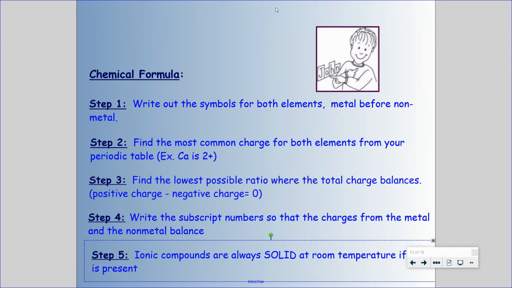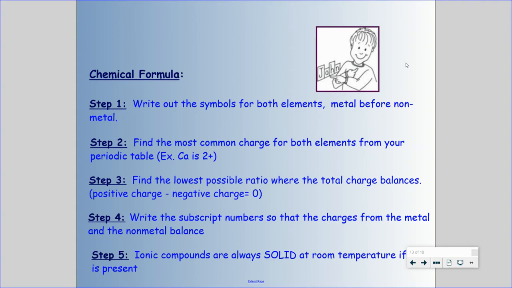Now, writing the chemical formula is where it gets a little bit trickier. Okay, so follow along with me here. We're going to do lots of practice with this. So we're going to start by writing out the symbols for both the metal and the non-metal, the metal before the non-metal. So we're always going to put the metal first. Then we're going to find the charges for the cation and the anion. So find the charges for both elements off of your periodic table.